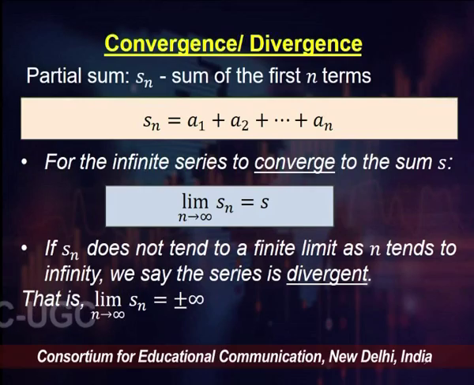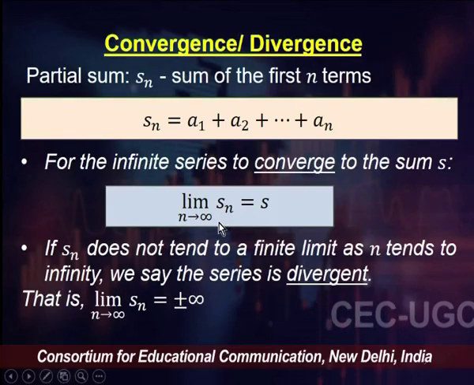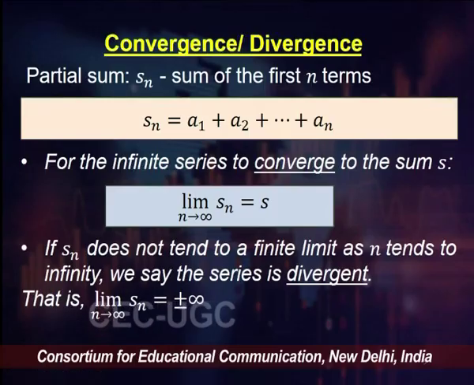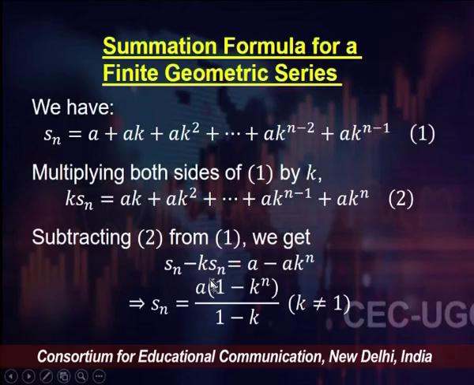with what I have just explained. So remember, this is a criterion: if the limit of the partial sum as n tends to infinity is a finite value, we have convergence, and if the limit does not exist, we have divergence. Okay. So now let's look at a finite geometric series first.